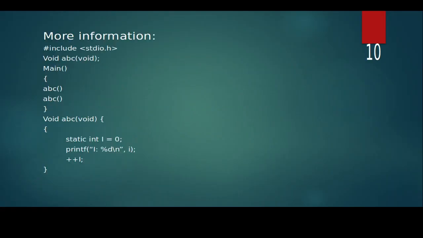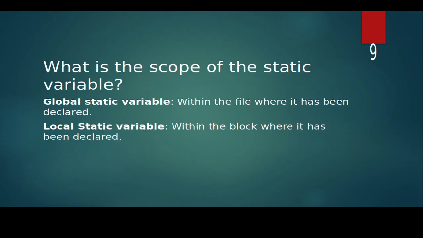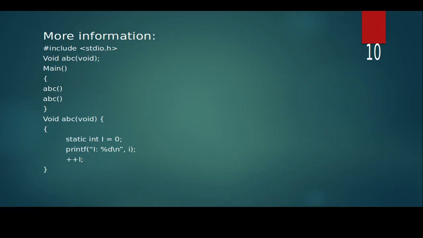Next point. Till now we have discussed the default value, where it is stored, the scope of the static variable, and lifetime. Lifetime is when the program enters RAM, memory is created for the static variable. When the program exits from RAM, the memory for the static variable is destroyed. Okay, now we'll see some more information on this.